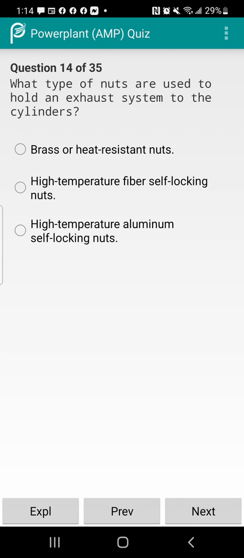What type of nuts are used to hold exhaust systems to the cylinders? Brass or heat-resistant nuts.